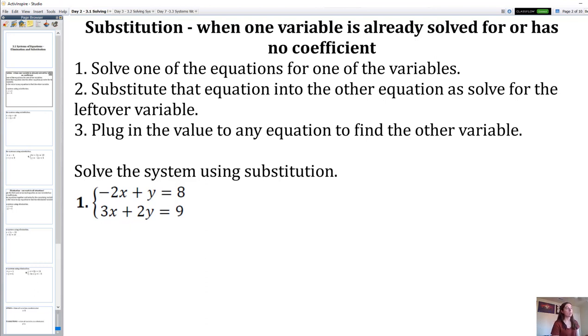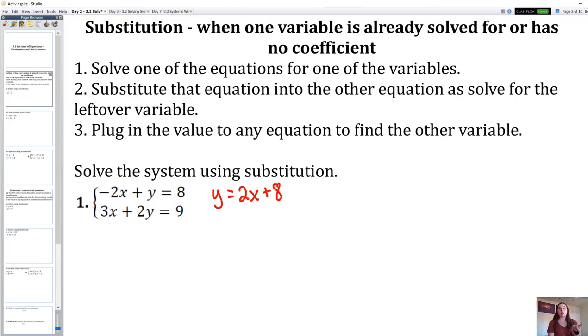So, in example number 1, negative 2x plus y equals 8, and 3x plus 2y equals 9. Those are our two equations in this system. That top equation already has y that doesn't have a coefficient. So that's going to be the easiest variable to solve for, because every other variable has a coefficient. So here we're going to start by solving for y in the first equation. y equals 2x plus 8, or 8 plus 2x. This time it doesn't matter.